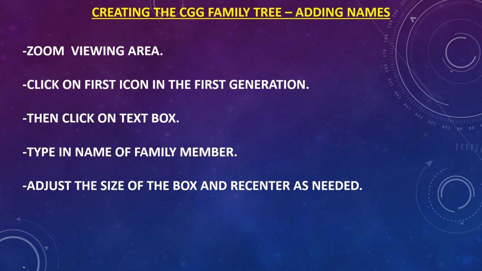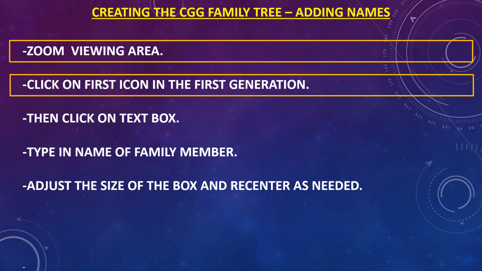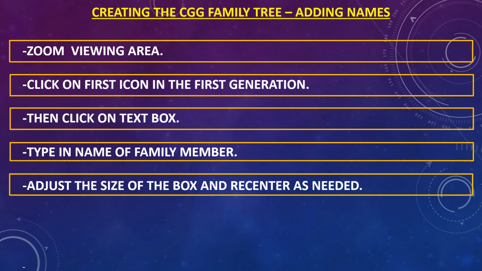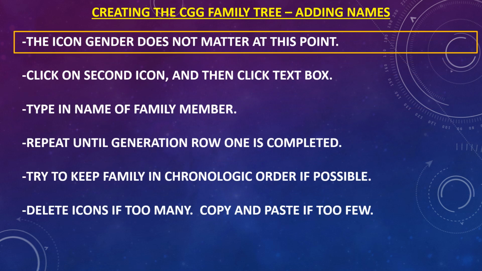Instructions for CGG family tree template, adding names. Zoom viewing area. Click on first icon in the first generation, then click on text box. Type in name of family member. Adjust the size of the box and recenter as needed. The icon gender does not matter at this point.